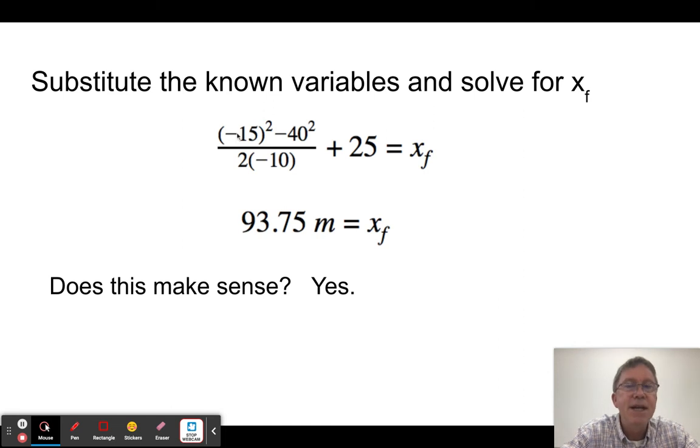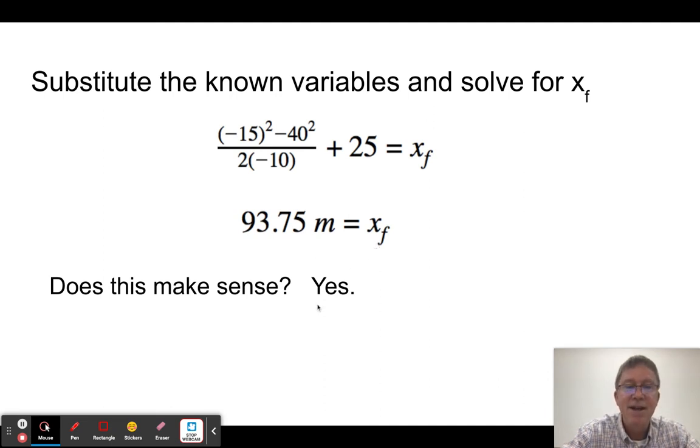But negative 15 meters per second squared minus 40 meters per second squared divided by 2 times the acceleration, which, by the way, is negative acceleration, plus a positive displacement, positive position for x1, 25 meters above the ground. And then when I solve this, I get 93.75 meters is the final position, and that's a positive value above the ground. Does this make sense?